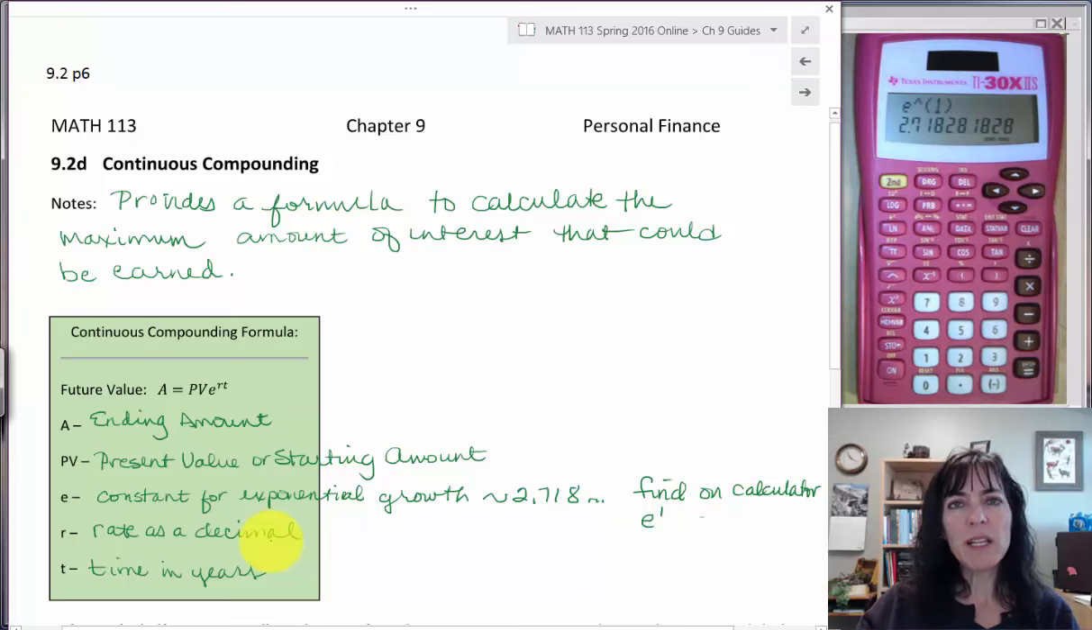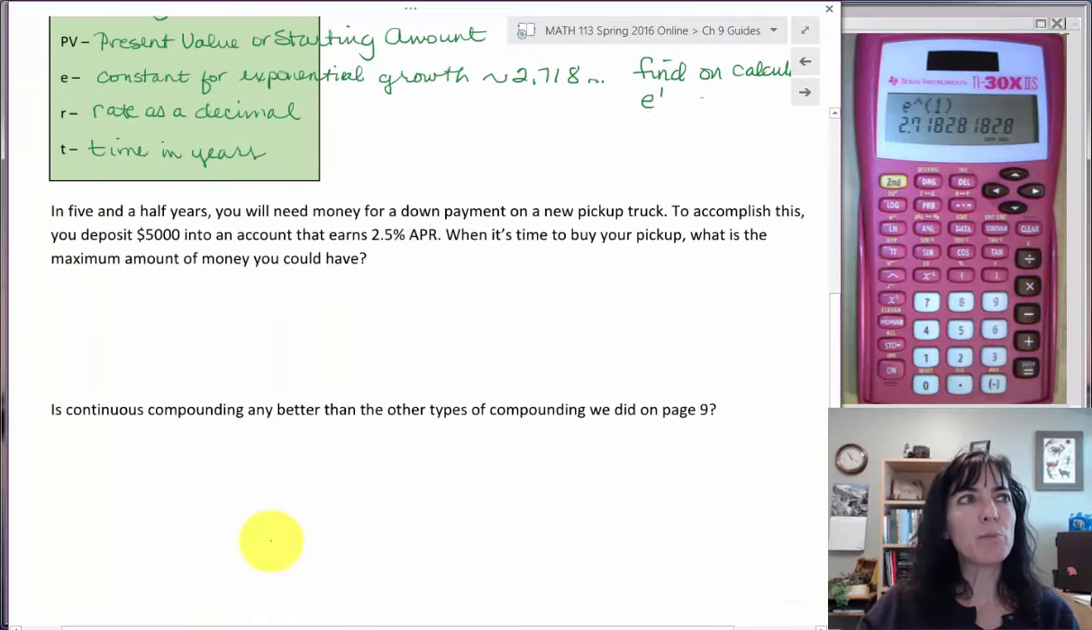And now that we've defined each of the variables in the continuous compounding formula, let's take a look at it in action. So here's our same scenario. We're planning to buy a pickup truck in 5.5 years, and we need the money for a down payment. And to accomplish this, we want to deposit $5,000 into an account that earns 2.5% APR. When it's time to buy your pickup, what is the maximum amount of money that you could have?